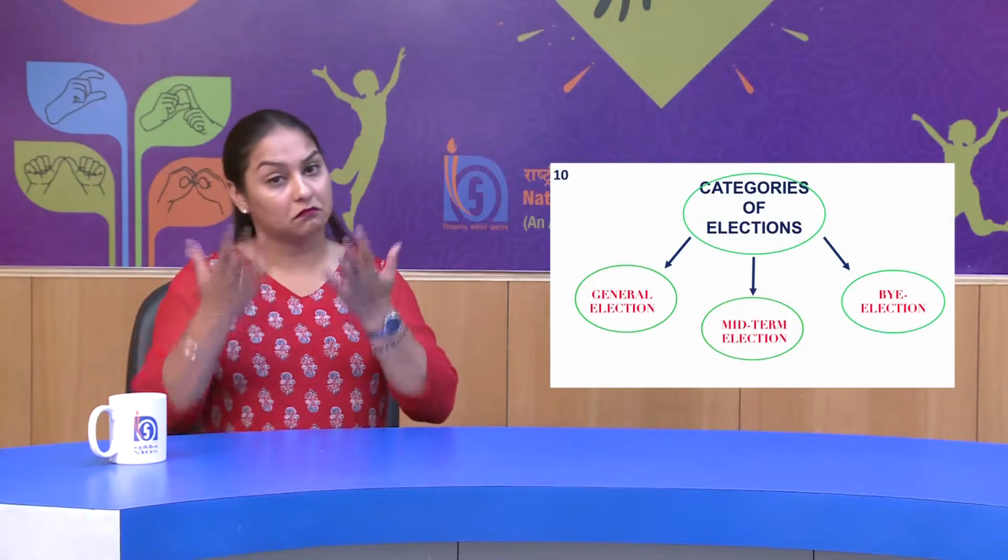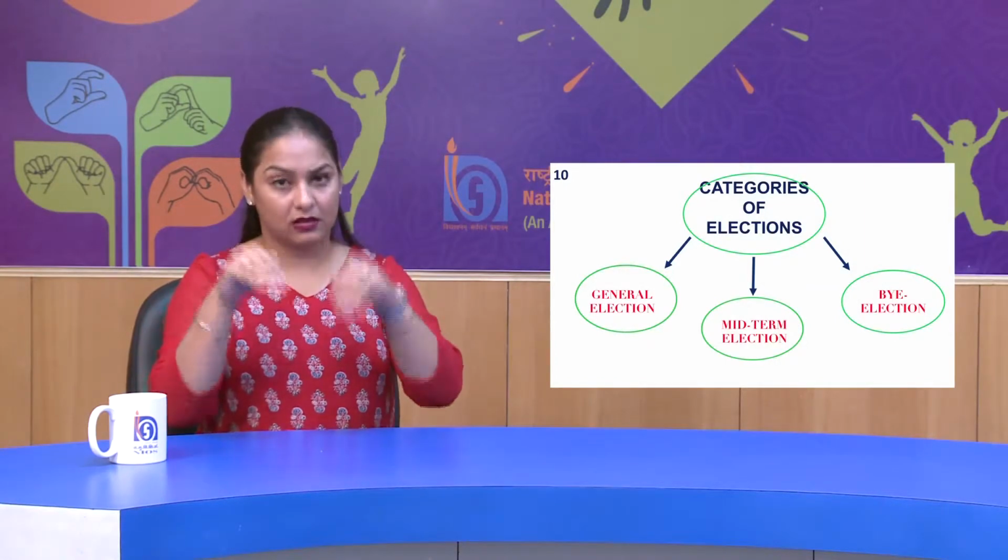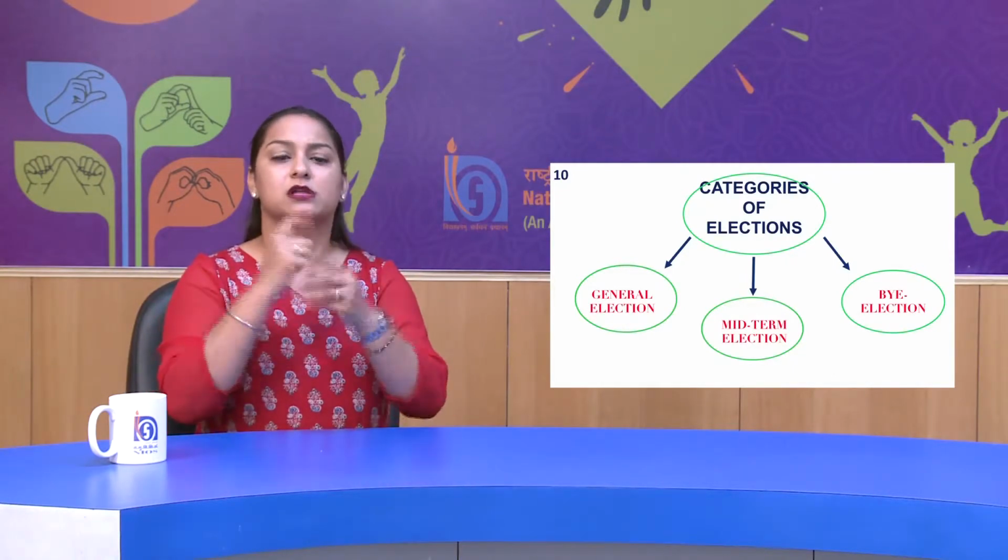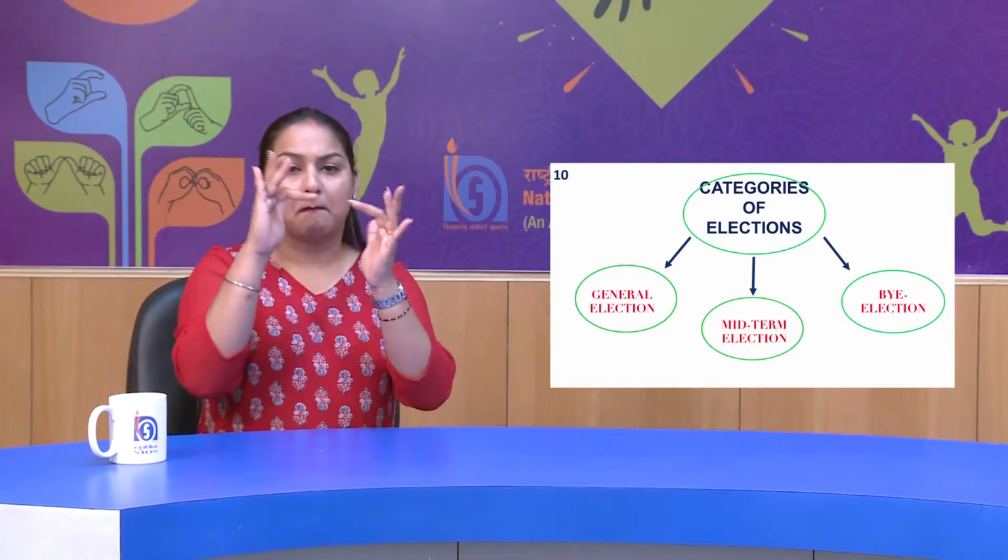We may also categorize election on the basis of term as general election, midterm elections, and by-elections. First, general elections are held all over the country for the Lok Sabha and or for the state legislative assemblies. Such elections are held after the expiry of the full term of the legislator. The Lok Sabha elections held in 2014, for example, may be described as general elections.